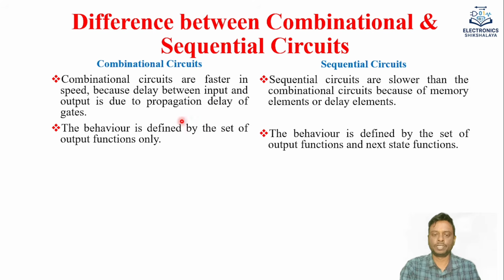So a combinational circuit's behavior is defined by the set of output functions only. But a sequential circuit is defined by the set of output functions and the next state functions. The information stored in the storage elements at a given time is called the present state of that sequential circuit. The present state and the input together determine the next state of the sequential circuit.